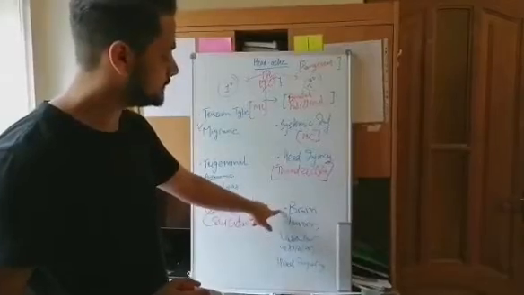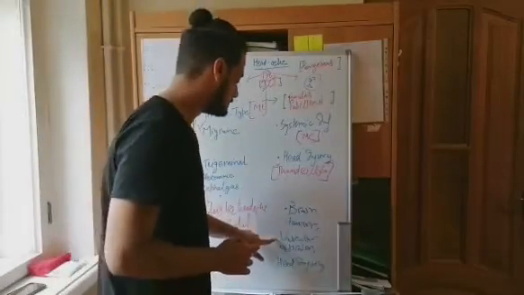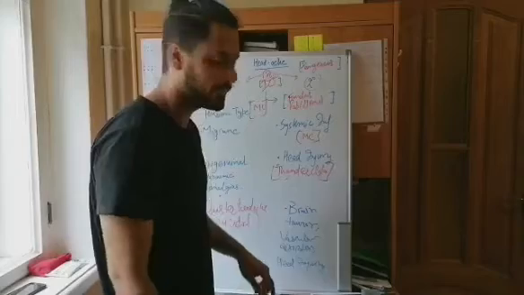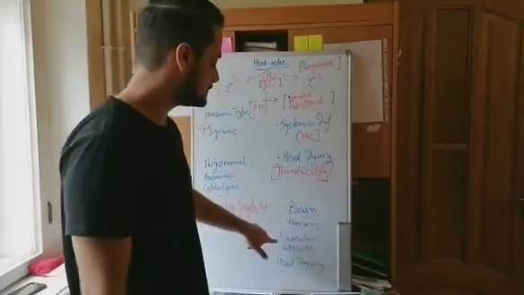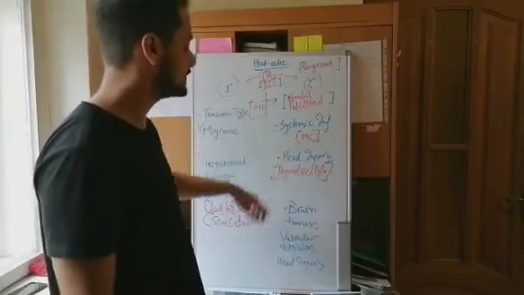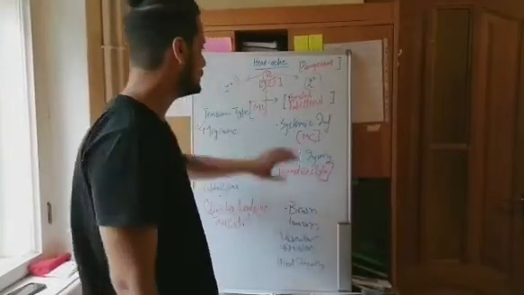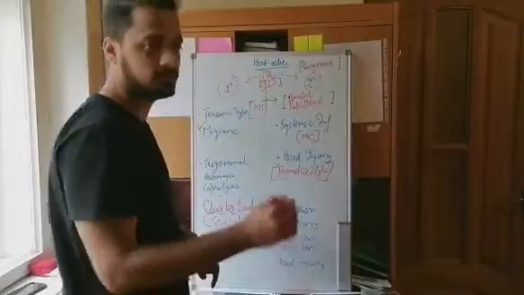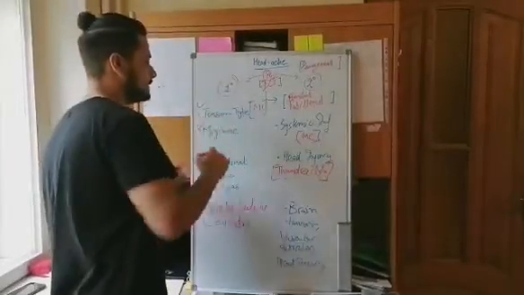And the other reasons are brain tumor, vascular disorders, and head injury. So now we're done with the classification. Now we'll move on to discuss tension type and migraine headache in detail.